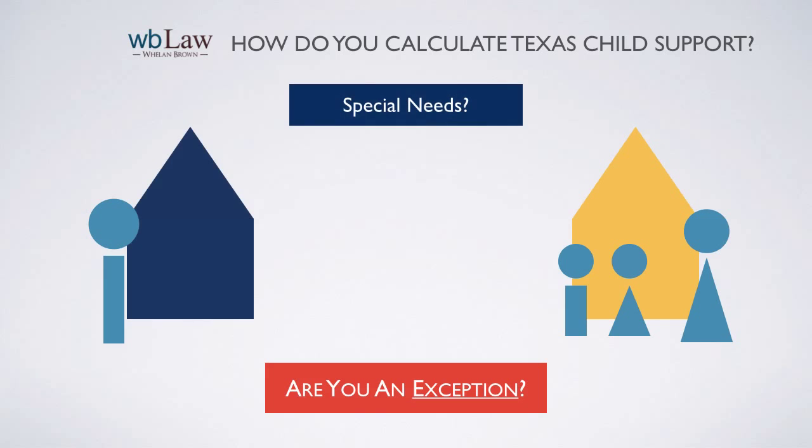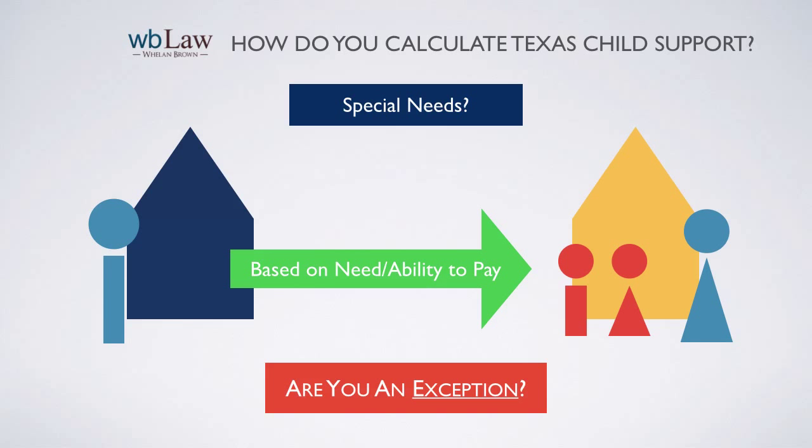So the final common exception to the rules is special needs. Is there something going on with the kids that would require more money than the guideline support would provide? If you can prove that special need, which could be health-related, it might even be things like horse lessons or private schools, if you can show that it's in the child's best interest, then the amount of child support will be based on the needs of the children. And, as a side note, the ability of each parent to pay.